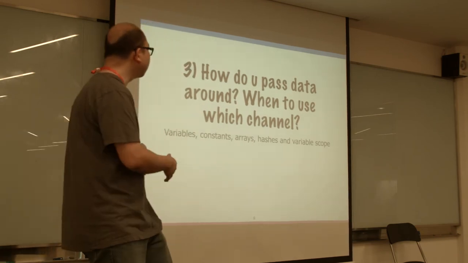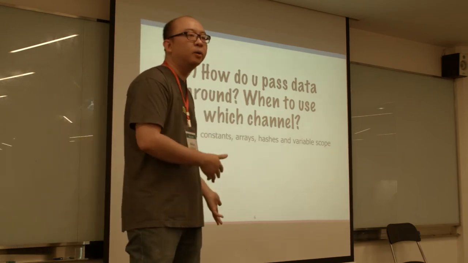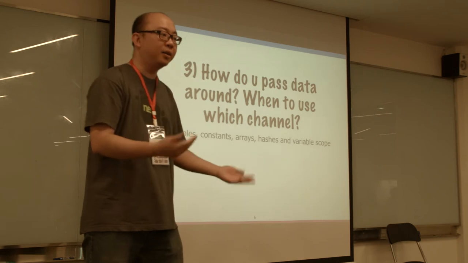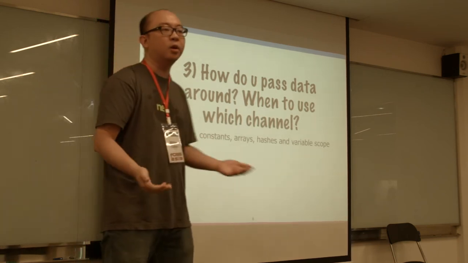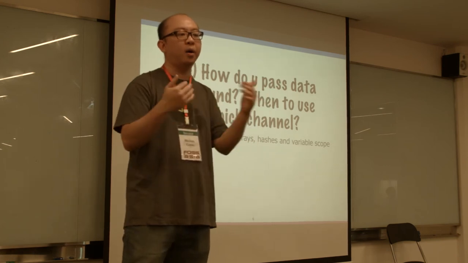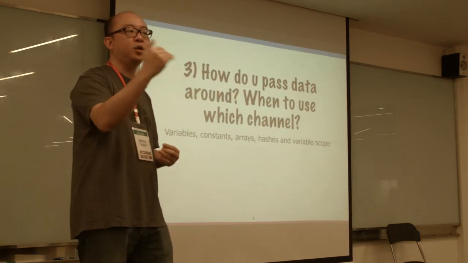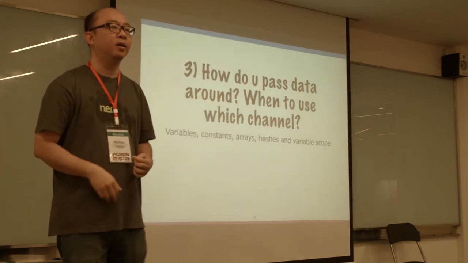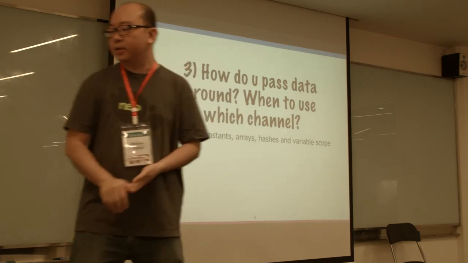It's like variables. When you use variables, when you use constants. Constants are immutable, unchangeable, usually. Variables are mutable, can be changed. Arrays, hashes, and variable scopes. Variable scopes being the visibility scope. See, can I actually use that variable in this function or in this file or something like that? Has it been declared or instantiated? Stuff like that. So how do you pass stuff around?